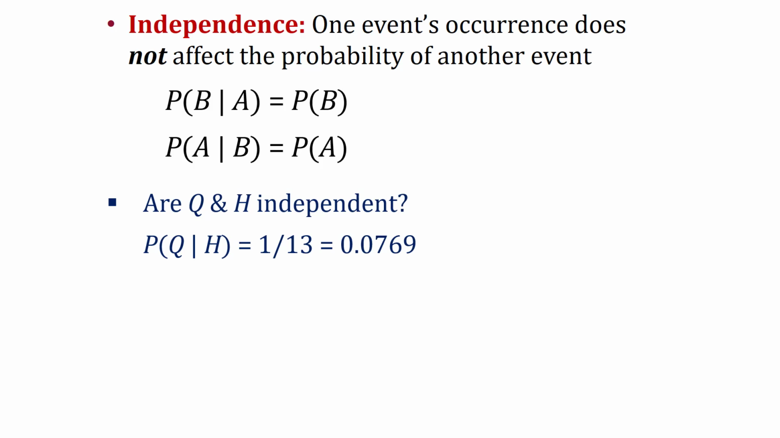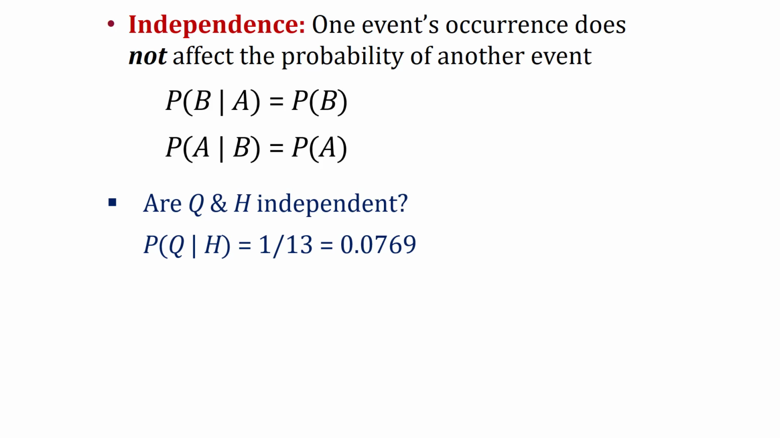We looked at this in a previous video. If you know that a heart card was drawn from the deck, there are 13 possibilities. How many of those are queens? 1. So the probability of queen given hearts is 1 out of 13, or 0.0769.